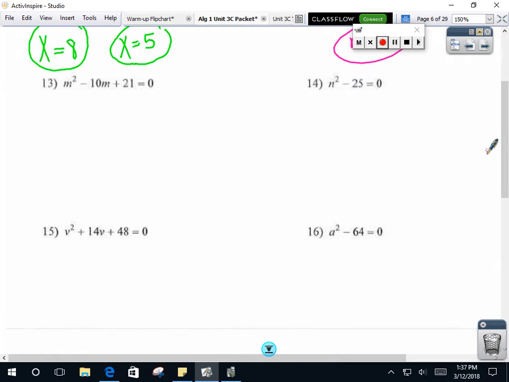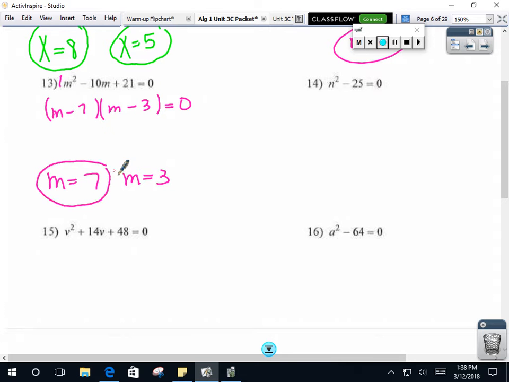Is it a binomial or trinomial? Trinomial. The a value is 1, so that means I can go straight to the bubble method. Correct. M minus 7, m minus 3, because those two numbers multiply to make a positive 21, and they add to make a negative 10. And like Leah was asking a while ago, when they're this simple, you pretty much know this is going to end up being m equals positive 7 and m equals positive 3.